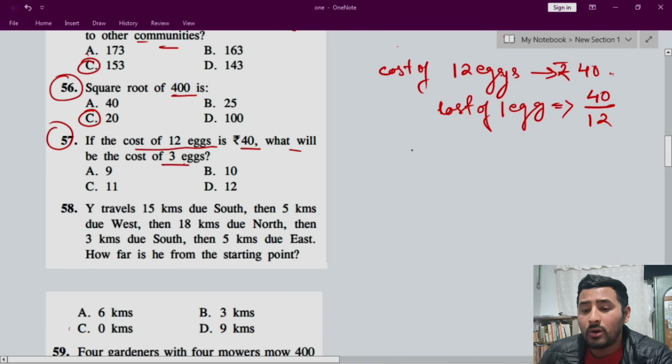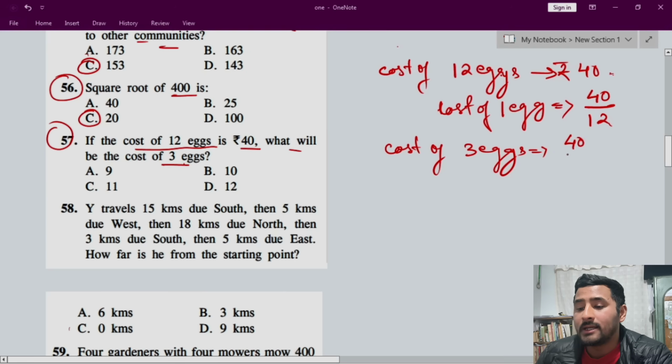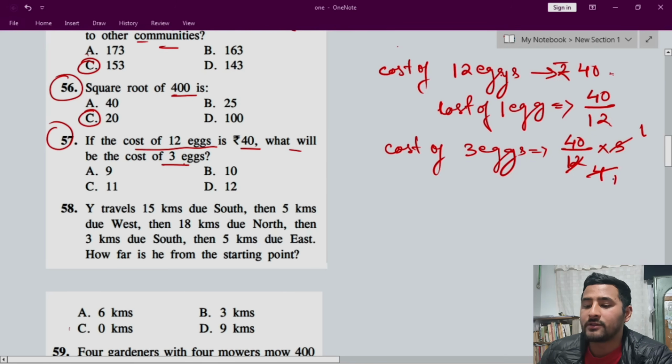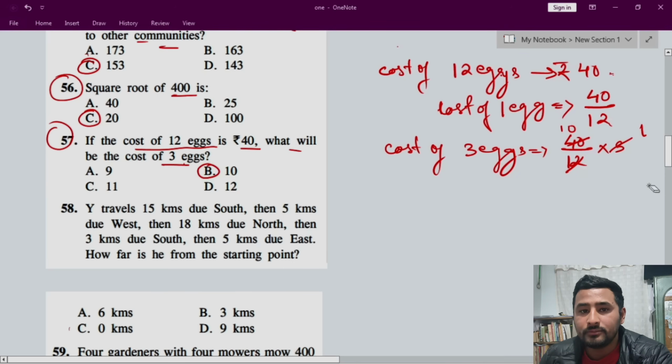The cost of 3 eggs will be, first of all, for one egg it is 40 by 12. And for 3 eggs, what will you do? You have to multiply by 3. So 3 1s are 3. 3 4s are 12. 4 1s are 4. 4 10s are 40. So this will be rupees 10. The cost of 3x will be rupees 10. So for 57, the answer will be option B.